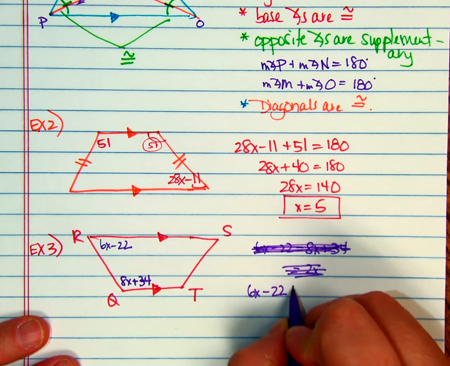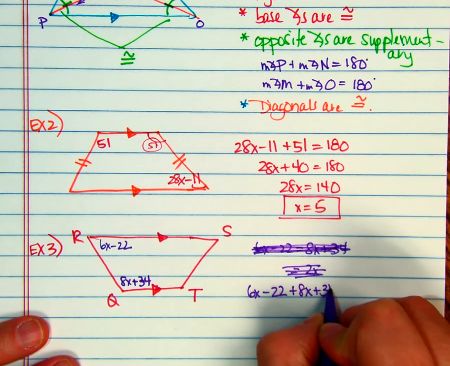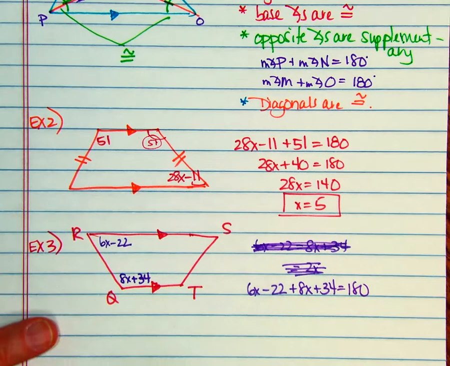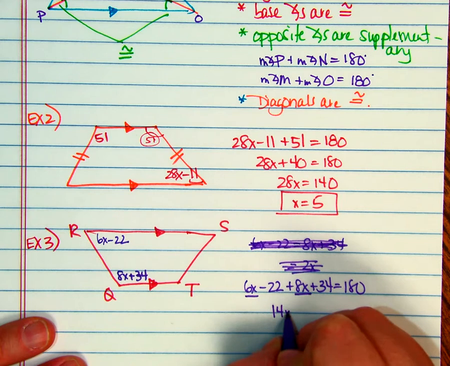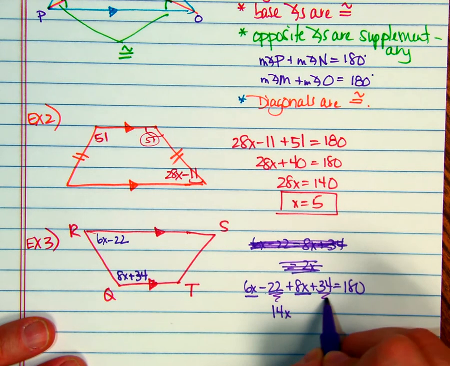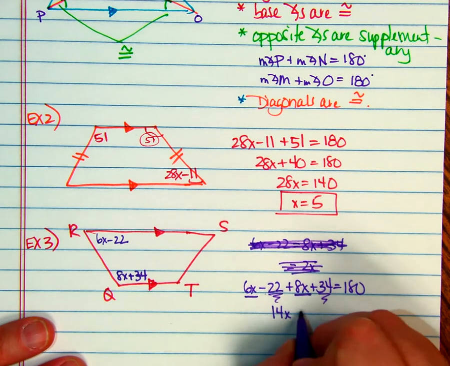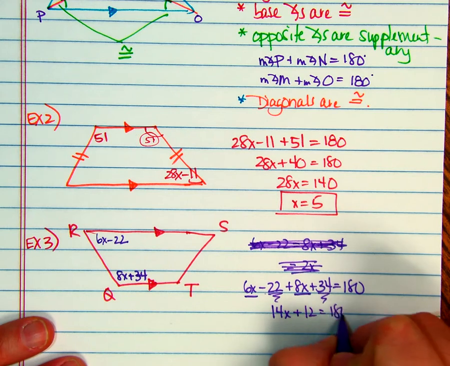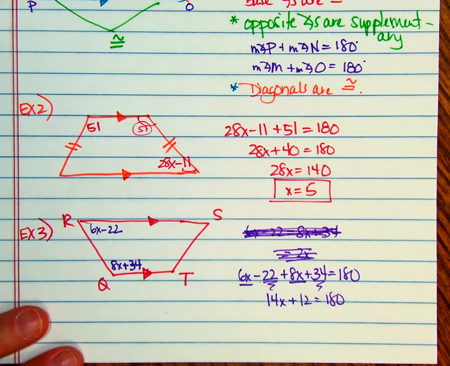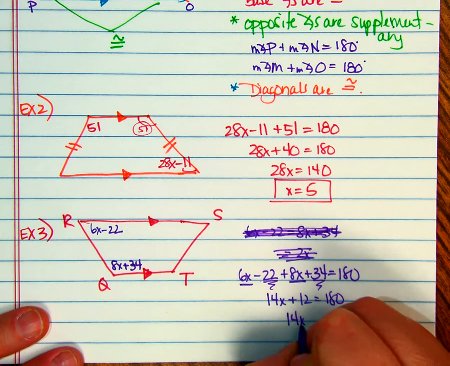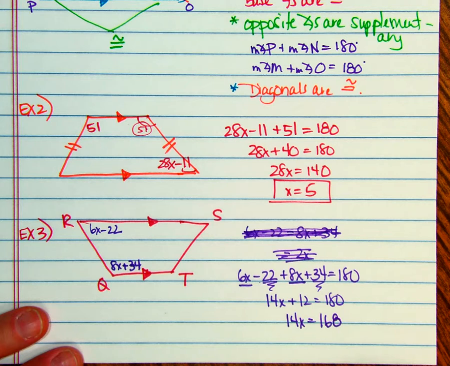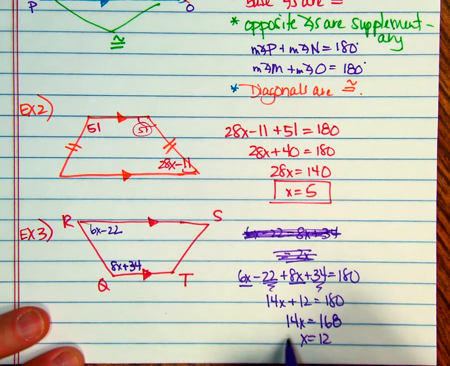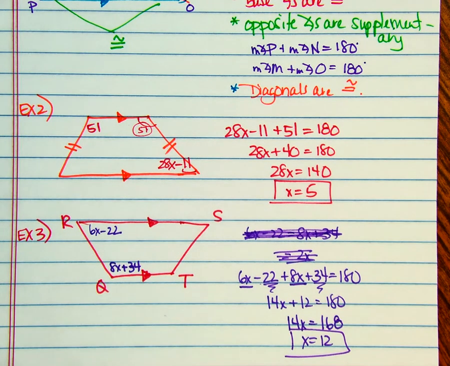6x minus 22 plus 8x plus 34 equals 180. Combining like terms, you get 14x. Combining like terms of your constants, and you get positive 12. Solving, so I'm going to subtract 12 on both sides. And I get 14x to equal 168. And then divide both sides by 14. And x equals 12. Holy moly, glad I got through that one.